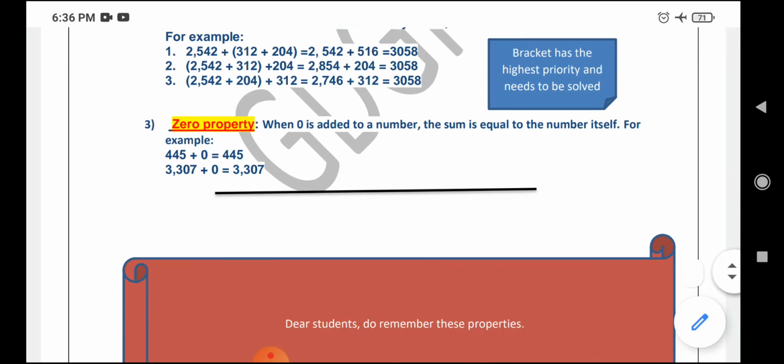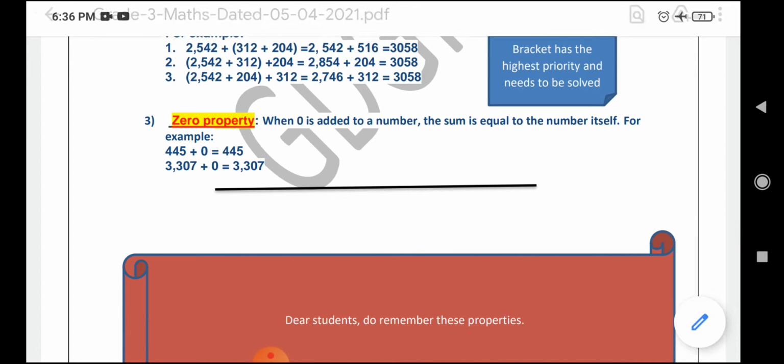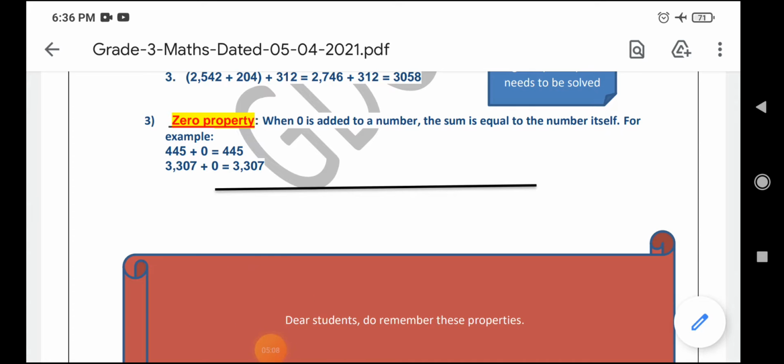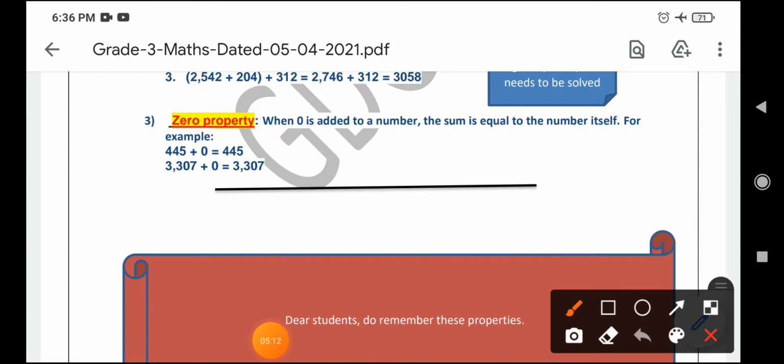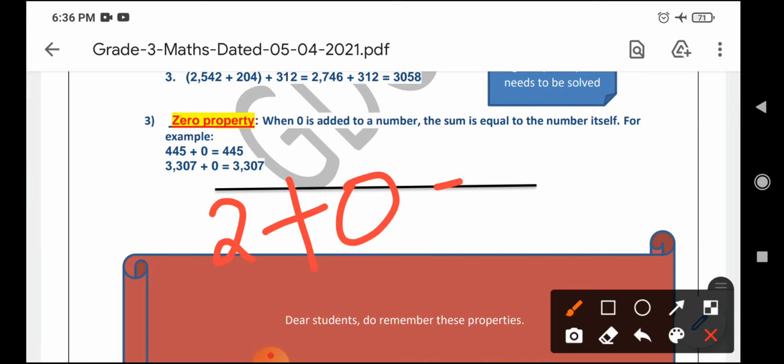Coming to zero property, what does it say? First property was order property, second property was grouping property, and now third property is zero property. Zero property says that when 0 is added to a number, the sum is equal to the number itself. That is, the sum of any number like 2 plus 0 is the number itself. So 0 doesn't make any difference. You can add 0 to any number and you will get the number. Like my mom gave me 2 apples and my father gave me no apple. So how many apples am I having? 2 apples. Like this.